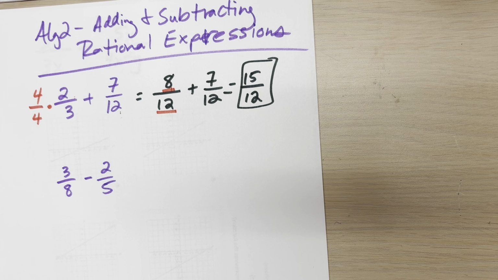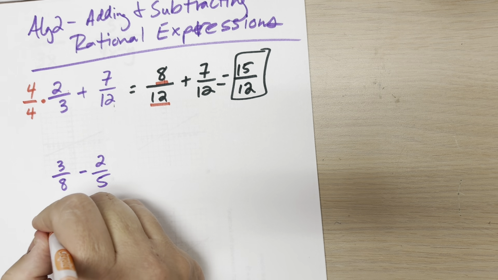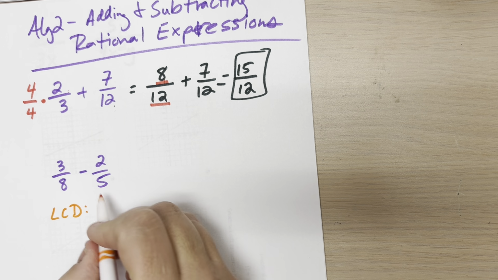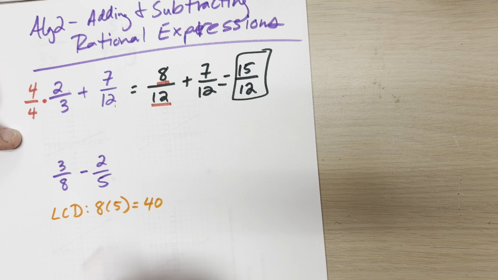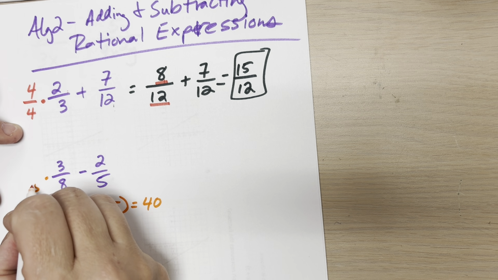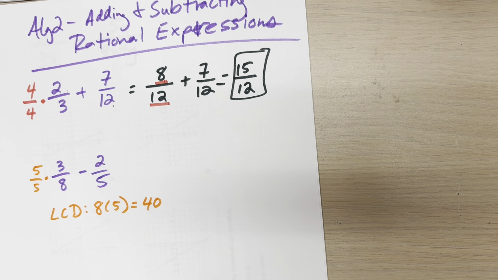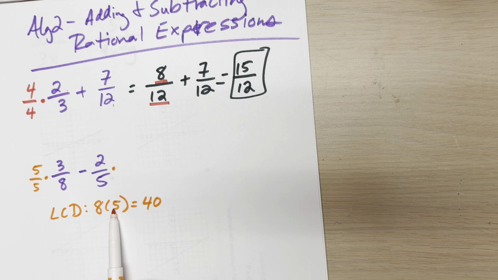Let's try one where it's a little bit trickier. 5 is not a factor of 8. So in this situation, your lowest common denominator is going to be their product, 8 times 5. I'm going to have to convert this into a denominator of 40. What am I going to multiply 8 by to get to 40? 5. What I do on the bottom, I do on the top. Similarly, over here, I already have a 5. What do I multiply 5 by to get to 40? 8.